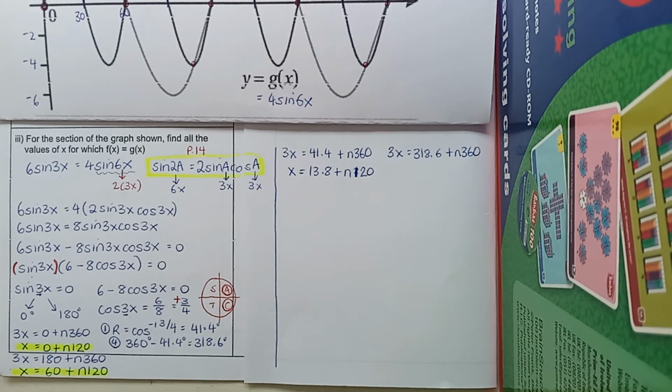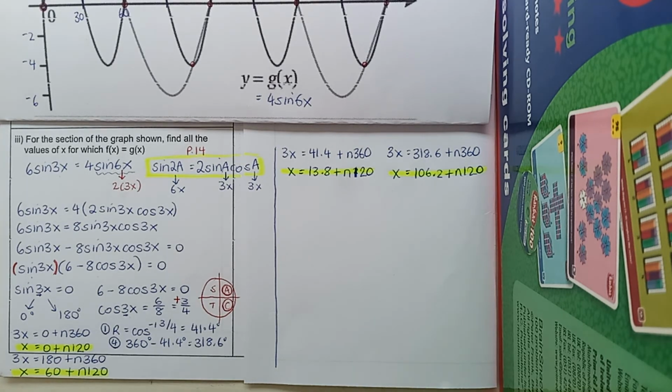Again, divide by 3. And in this case, I've just chosen to round to one decimal place, but obviously keep an eye out in the question in case they specify a particular number of decimals that they require. So now we're very nearly there. We have these 4 equations that we're going to work off.